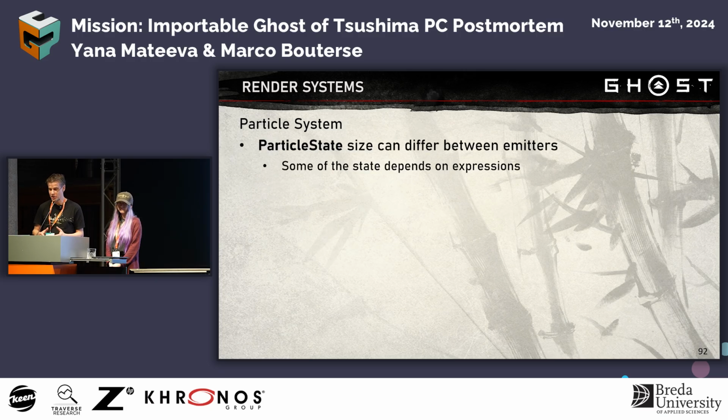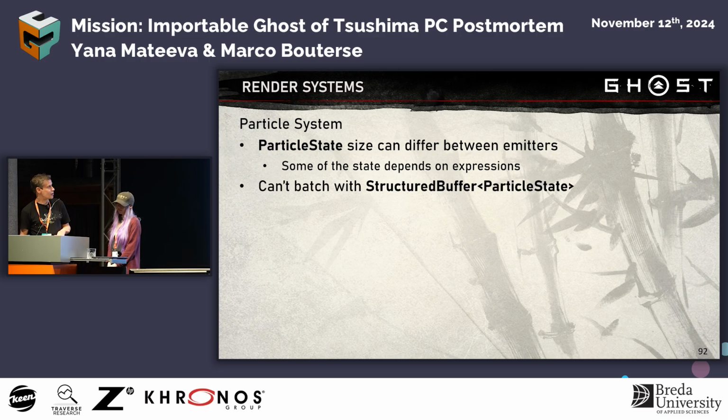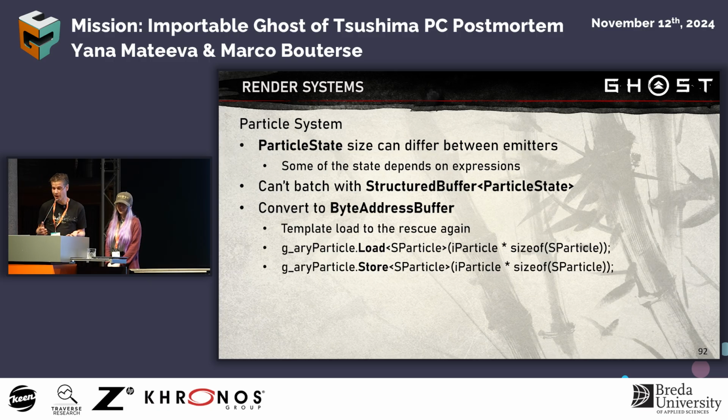We had an issue with this batching because the particle state structure actually can differ in size between emitters because it depends on the actual expressions being used for the effect. So we cannot really batch them using a structured buffer like this. Luckily, we can use byte address buffer again to use templated loads and stores, and we don't really have to know the size in the shader using this approach.